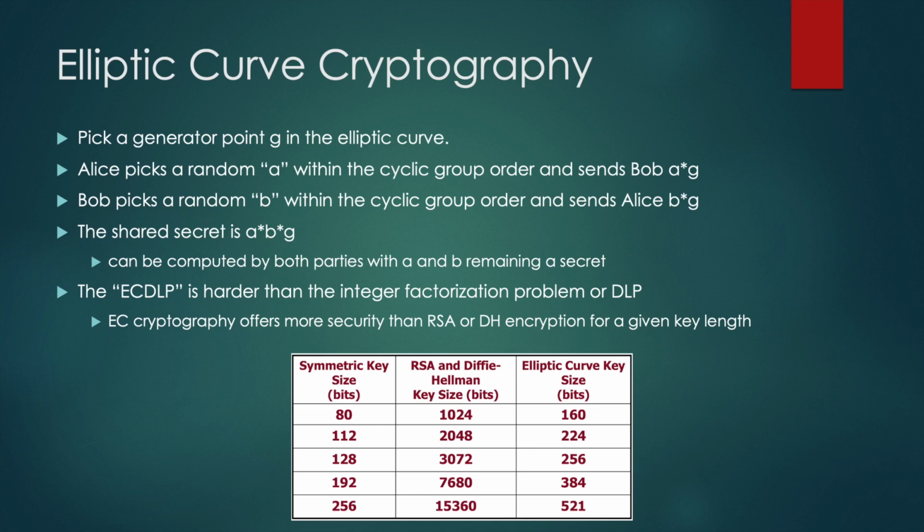In fact, the general number field sieve algorithm doesn't apply to elliptic curve point division. The best known algorithm is Pollard's rho, which requires a search space equivalent to the square root of the group order. So if we compare the reduction of search space from the general number field sieve versus Pollard's rho, we'll see that elliptic curves allow for much smaller key sizes for the same security strength as would be required for RSA or Diffie-Hellman with multiplicative groups. And this can be seen in the table.